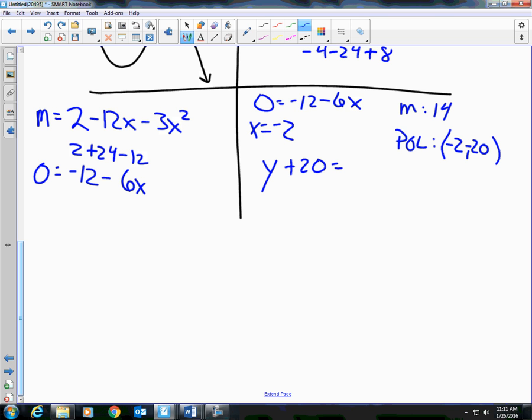So the slope I would get from the first derivative, so I took negative 2 and plugged it into the first derivative. So y plus 20 is equal to 14 times x plus 2.